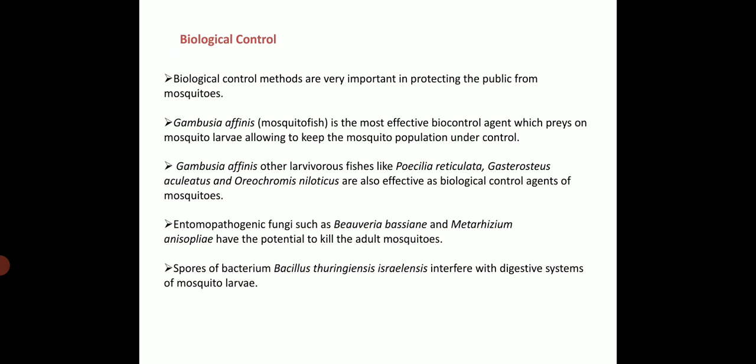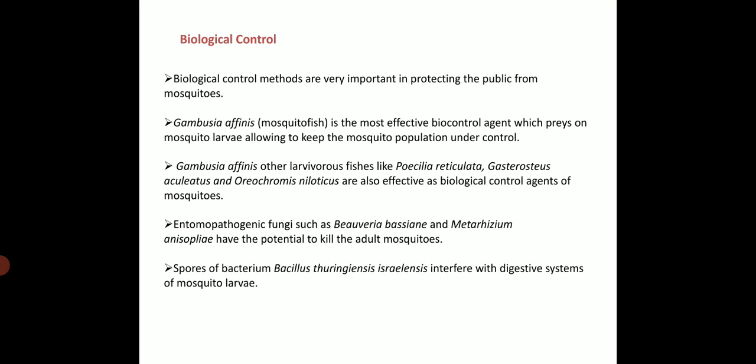Next, biological control is very important in protecting the public from mosquitoes. Gambusia affinis, the mosquito fish, is the most effective bioagent, which preys on mosquito larvae and helps keep the mosquito population under control. Other larvivorous fishes like Poecilia reticulata, Gasterosteus aculeatus and Oreochromis niloticus are also effective biological control agents of mosquito.